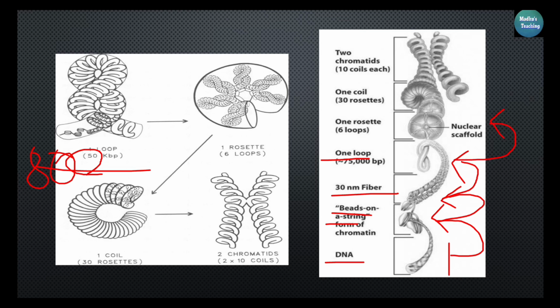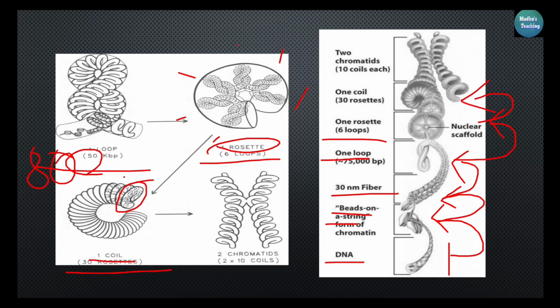I told you one rosette contains 6 loops. So 6 loops, you can count it all also. 1, 2, 3, 4, 5, 6. So 6 loops are combined together forming a one rosette structure. And next, these rosettes are combined together forming a one coil structure. So one coil contains 30 rosettes. So these circles are rosettes. So 30 rosettes are needed for the formation of one coil.